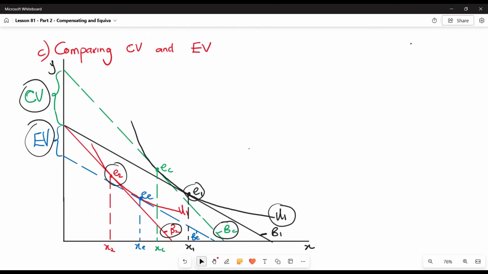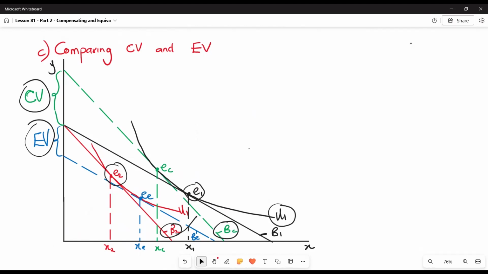The compensating and equivalent variation provide different estimates of the monetary value between the two indifference curves. Now, the two measures are different because they evaluate the welfare change in terms of different sets of relative prices. The compensating variation determines how much income, given the new prices, is required to compensate for the change in price. This is reflected by the fact that computing the compensating variation involves shifting the budget line B2, whose slope is determined by the new price ratio.